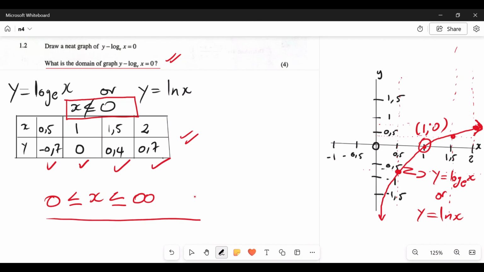We are done with 1.2. Let's go and do the other question, which is 1.3.